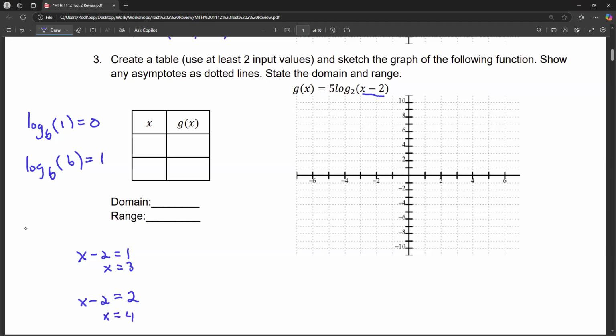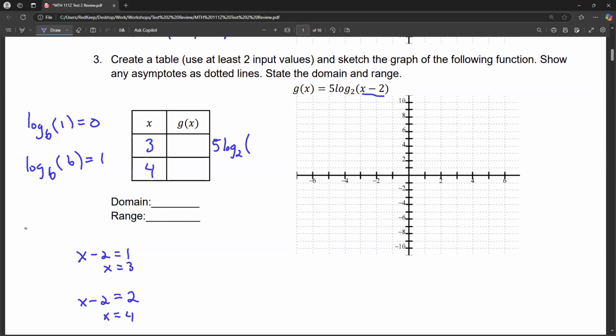Okay. So again, your choices of x's could be different, but I'm going to choose x equaling 3 and x equaling 4. And so now I'm going to be able to evaluate these values, 3 and 4, into the g of x function. Let's see what that looks like. So I've got the coefficient of 5 on the outside of my logarithm, log base 2, and anywhere there's that x in our function, we're going to plug in 3.